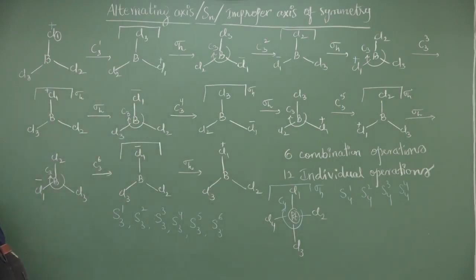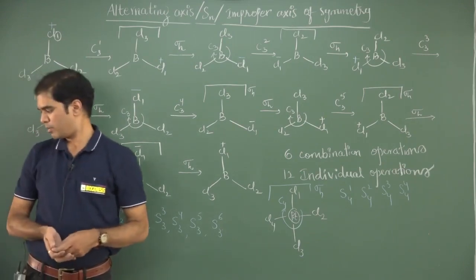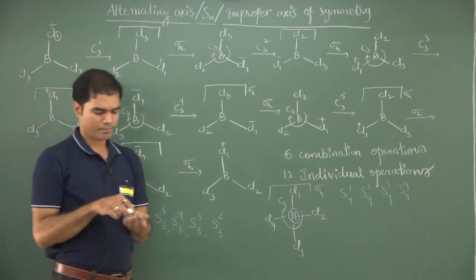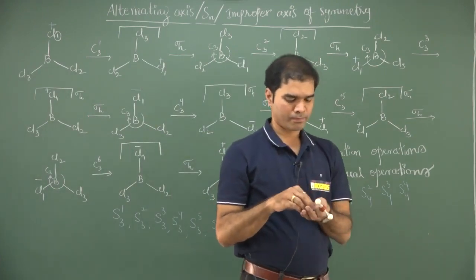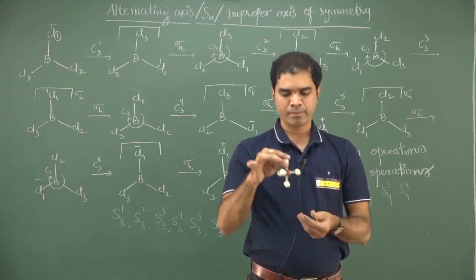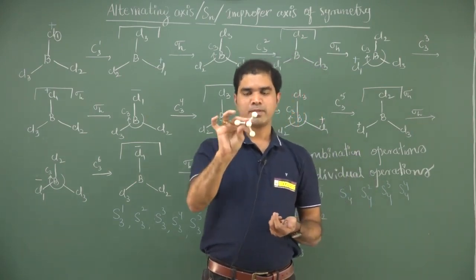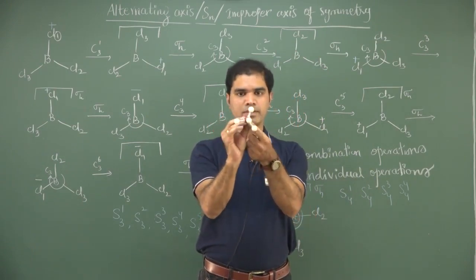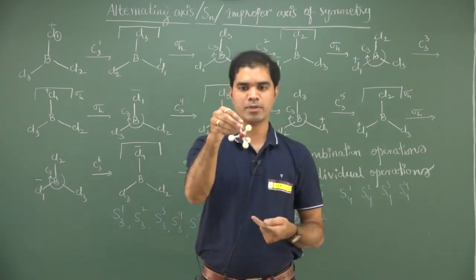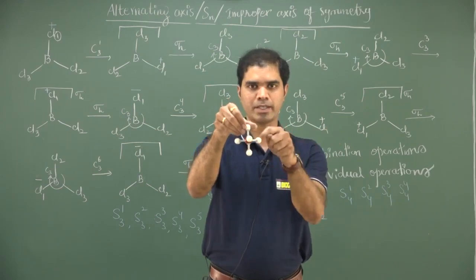If I show you some molecule, just imagine, you can just imagine a trigonal bipyramidal molecule. This is a trigonal bipyramidal molecule. There is a C3 rotational axis in this higher fold. Along with this we also have C2s anyway, but try to take the higher fold one. C3 followed by a sigma h. There is an S3 in this.